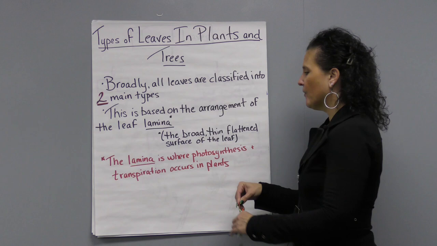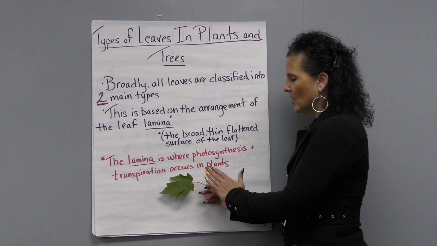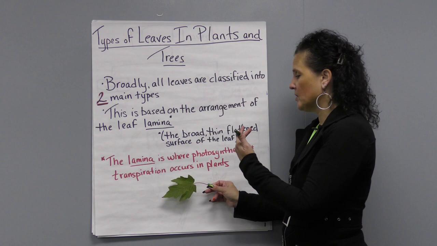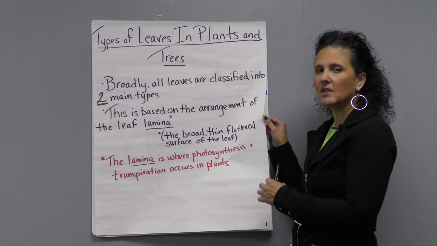It is where photosynthesis and transpiration occur in plants. If you notice, this is a green leaf, so it's able to photosynthesize. The green pigment is chlorophyll that helps us to photosynthesize. Transpiration is the reverse process of photosynthesis, and it helps the plant to be able to give us the oxygen that we need to breathe.